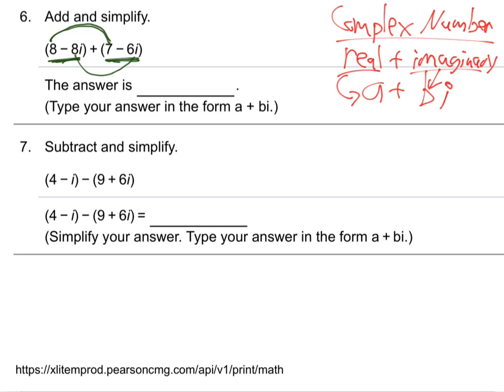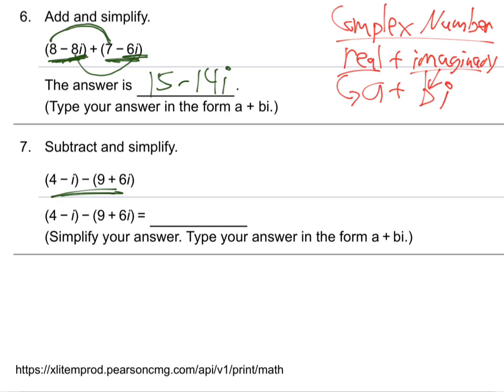So 8 and 7, 15. And then minus 8i and minus 6i, minus 14i, done. Just real with real, imaginary with imaginary. Now, what do you think you do on this next one where we're subtracting?